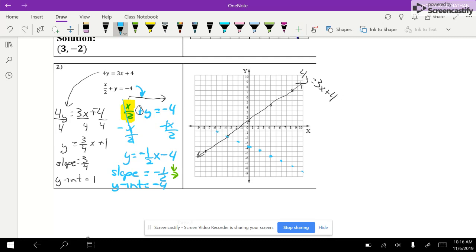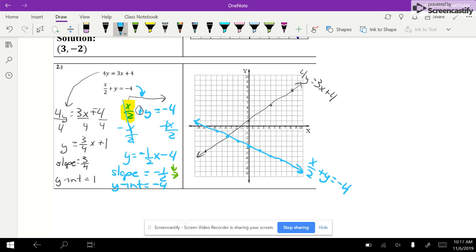Oh, did you see it? This is intersecting at a beautiful point. This point right here. We'll get to that in just a second. But I love when they intersect at nice points like that. Okay, and I got to make sure that I label this. So I'm going to go back to my original form. This is x over 2 plus y equals negative 4.